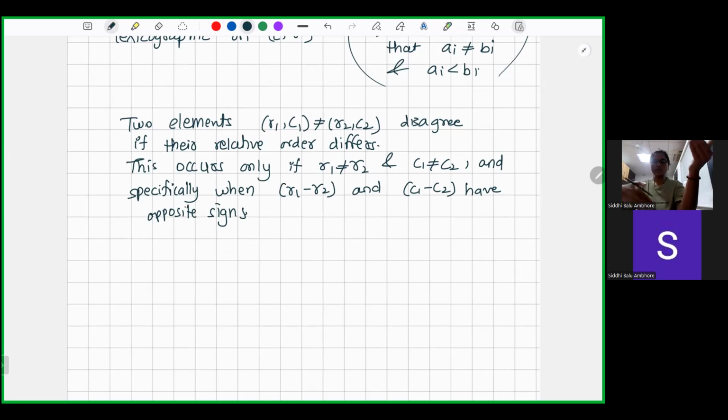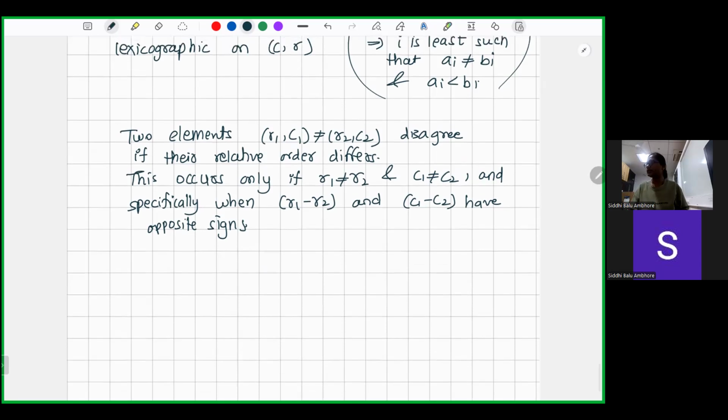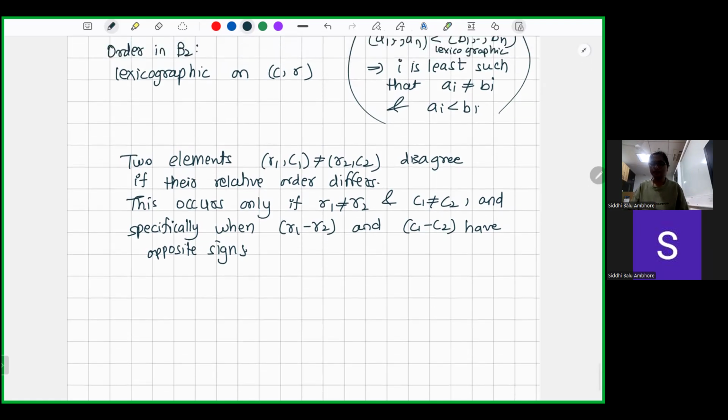Okay, I hope you understand. This occurs only if R1 and R2 are not equal, both of them are not equal, and if their relative order differs. What they are saying is that these two are not equal if both of them are not equal. If one of them is the same, then the element becomes the same. So this occurs when R1 is not equal to R2 and C1 is not equal to C2, and then when R1 minus R2 and C1 minus C2 have opposite signs.